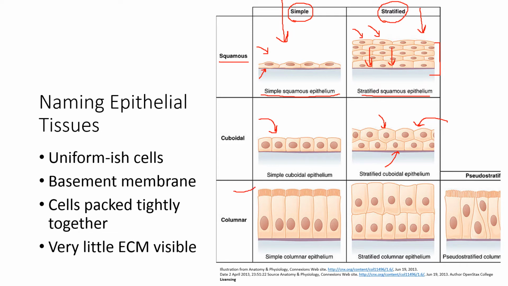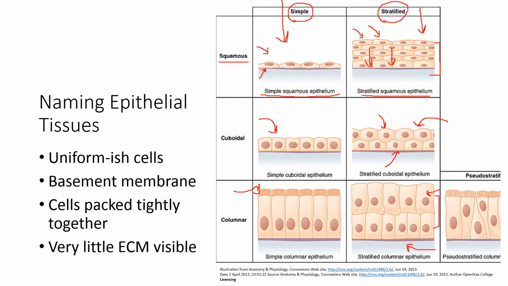This is a simple columnar epithelium. Why is it called simple columnar? Because there's only one layer of cells and they look like columns. So they are longer than they are wide. So this is a simple columnar epithelium. Here we have a stratified columnar epithelium. It's called stratified because there's more than one layer of cells, but it's a stratified columnar because the apical layer of cells are columnar in shape.